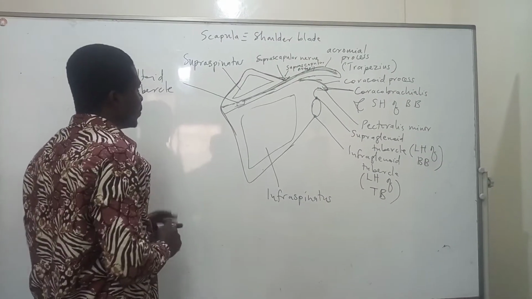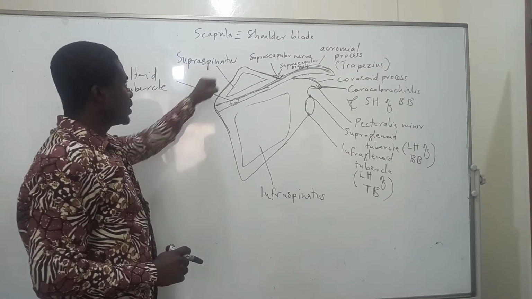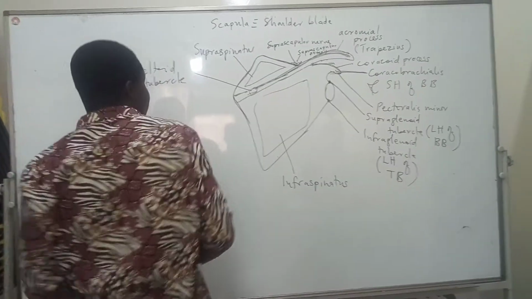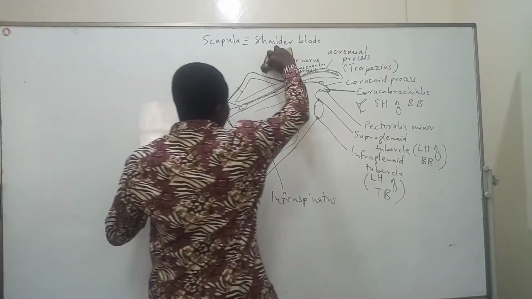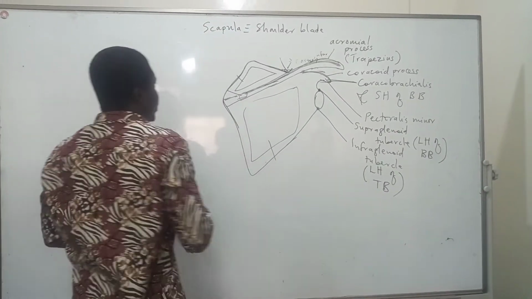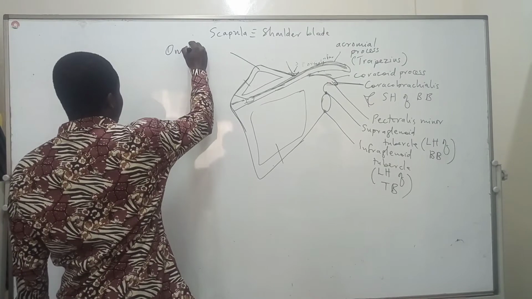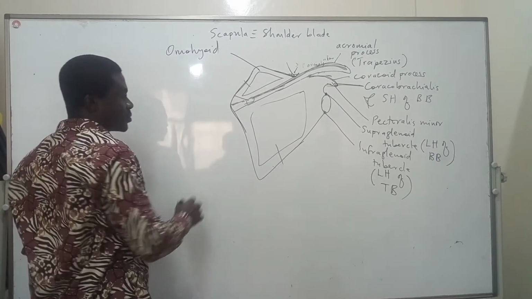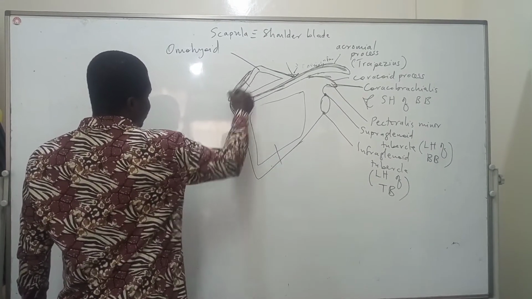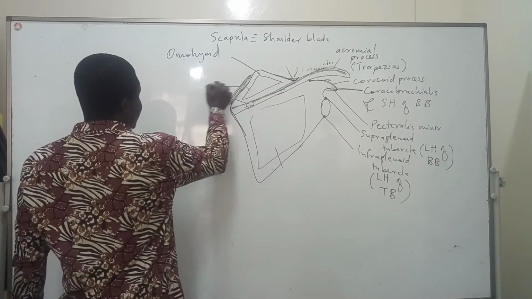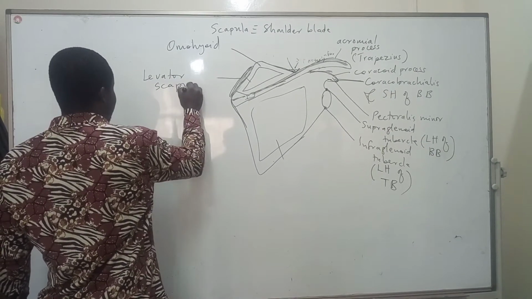One thing that we also have to know is that the medial border, in this posterior view, has some muscle attachment points. The superior angle provides attachment to the omohyoid muscle. Below the superior angle, above the root of the spine, there is attachment to the levator scapulae muscle.